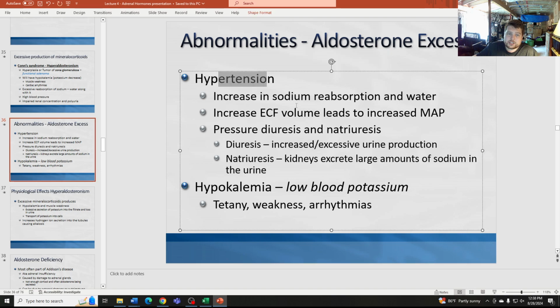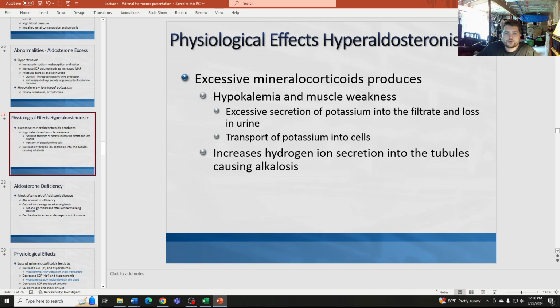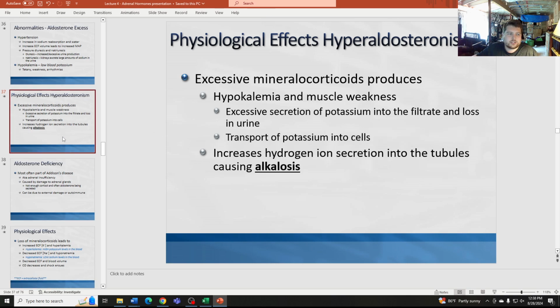We also get hypertension. This walks through that whole process. Why? Too much sodium gives us increased extracellular fluid volume, which leads to increased intracellular pressure, then excessive urine production, and lots of sodium coming through because the kidneys eventually get damaged. And then again, that low blood potassium. A little bit of a repeat here. The only additional thing is that we also get alkalosis because of increased hydrogen secretion into the tubules.